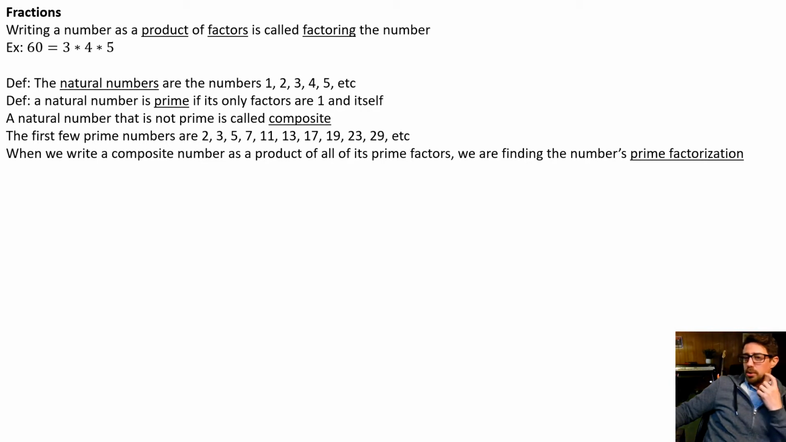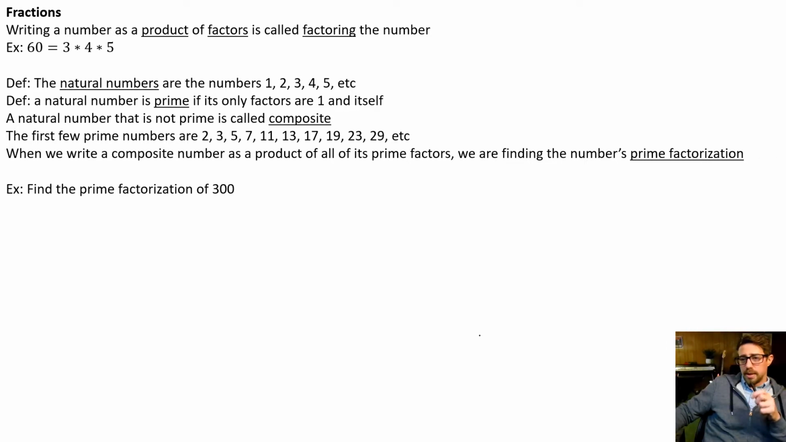Here's what we really want to do with factorization. When we take a composite number and we write it as the product of all of its prime factors, that act is called finding the number's prime factorization. So really, when we did 60 is 3 times 4 times 5, that's not a prime factorization. That's not complete. And that's really, like I said, what we're going to do with factoring numbers for right now.